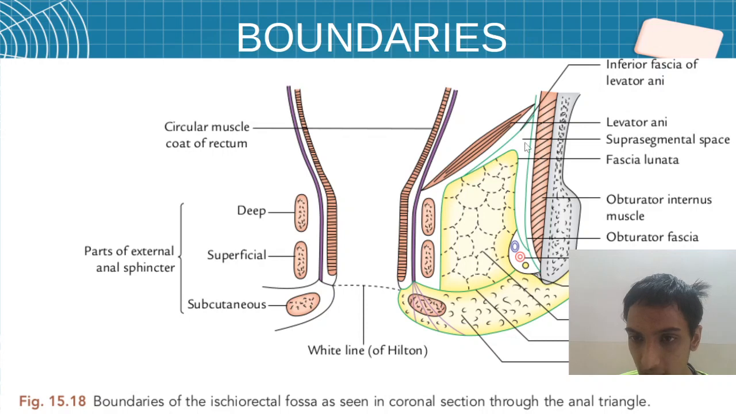This is the suprasegmental space. This is fascia lunata. This is the circular muscle coat of rectum. These are the parts of external anal sphincter. We have the deep, superficial and the subcutaneous. And this is the Hilton's line. So these are the boundaries concerned with ischiorectal fossa.